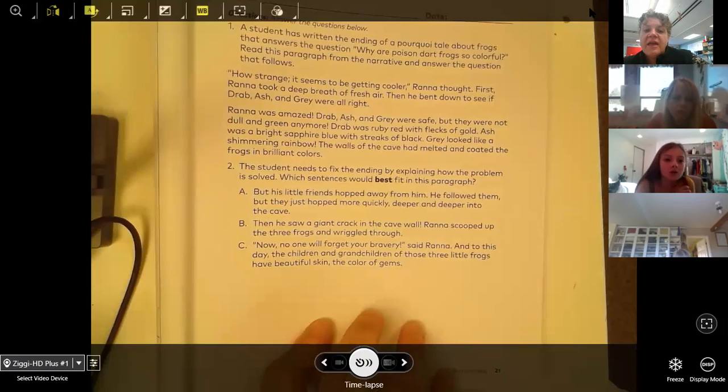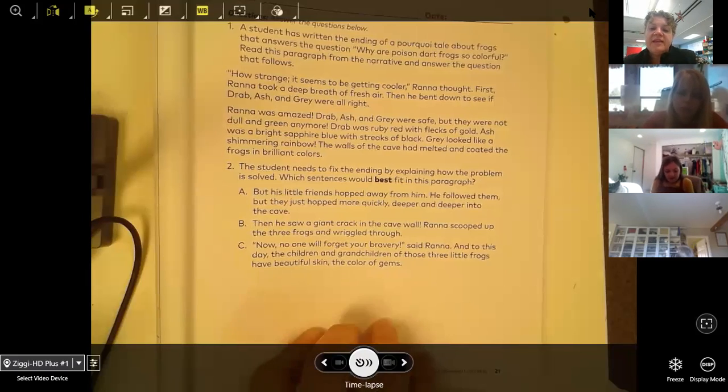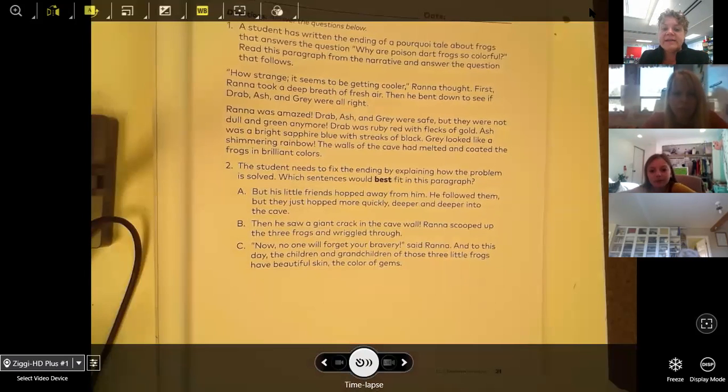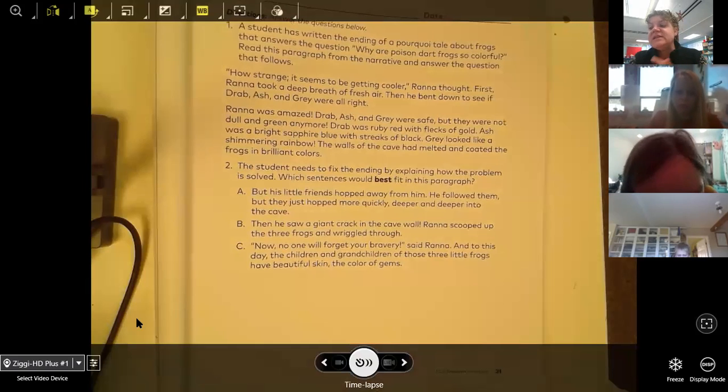Okay. Explaining how the problem is solved. Which one would best fit this paragraph? All right, take a moment, figure out which one you decide, reread them perhaps. Don't hurry. Even though this is not a graded question, it's very similar to a question that you might see next week. All right, so look real quick.